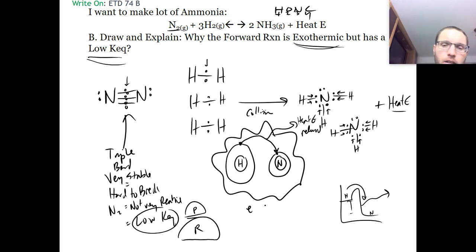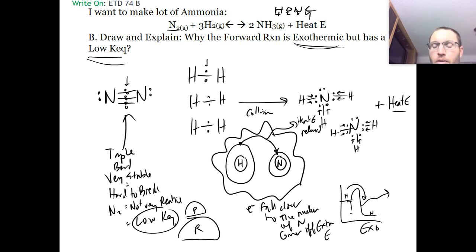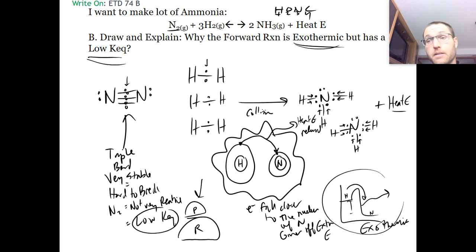So if we look at this, the electrons are falling closer to the nucleus of the nitrogen, and that gives off the extra energy. And if it's giving off energy, that's exothermic. So that's why this reaction is, of course, a low KEQ. It doesn't like to make product because nitrogen's so stable. And it's exothermic. It's a downhill battle because, of course, the electrons are dropping to a lower position closer to the nitrogen, right?